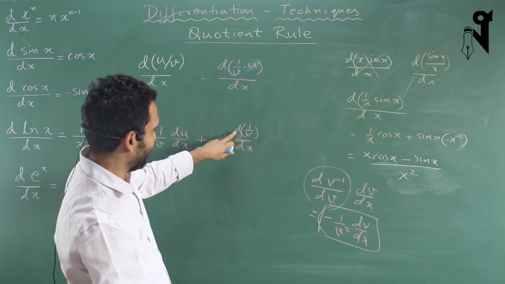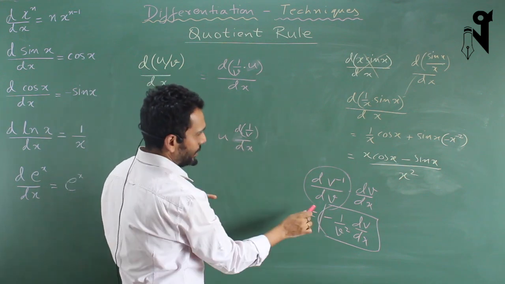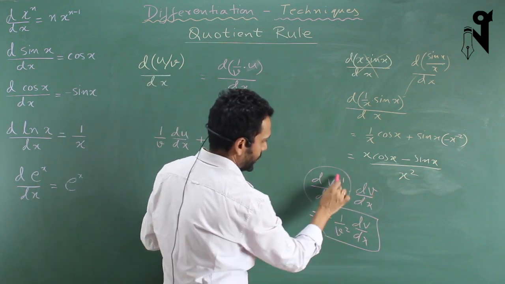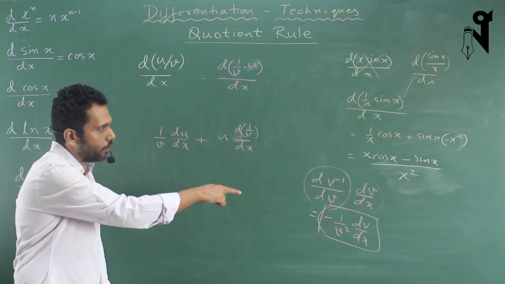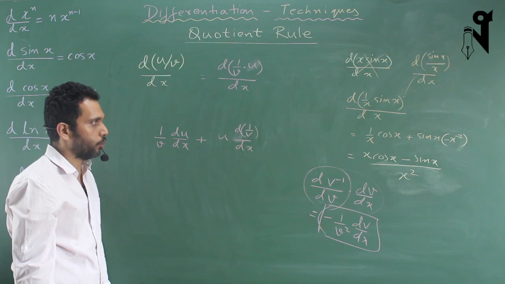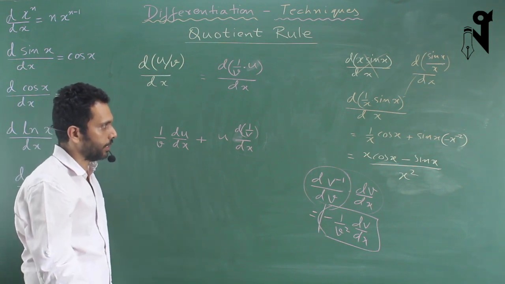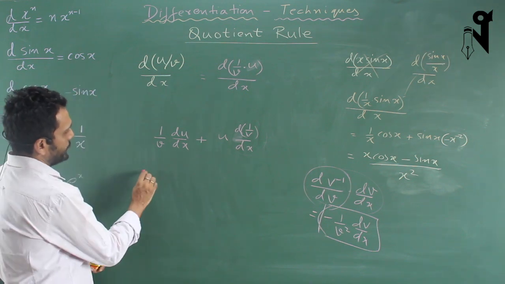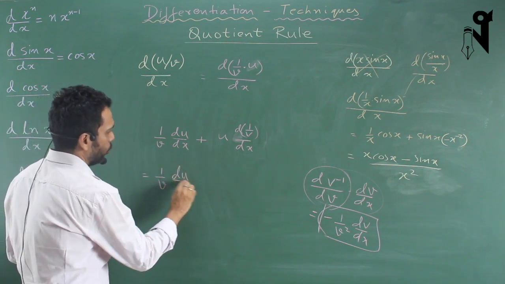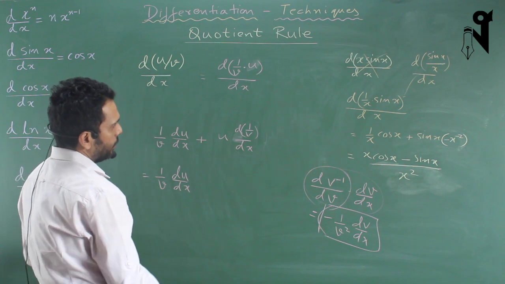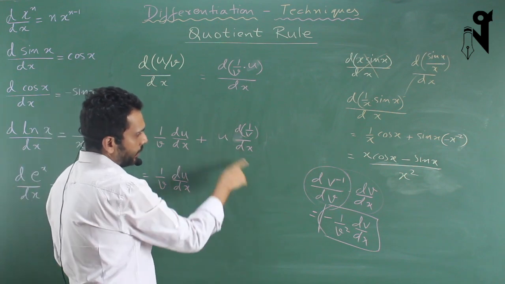So this thing is that thing. Pause the video, have a look if you have a doubt. If you don't, then continue watching. So that's equal to 1 by v du by dx, and then u and the thing what we found out.